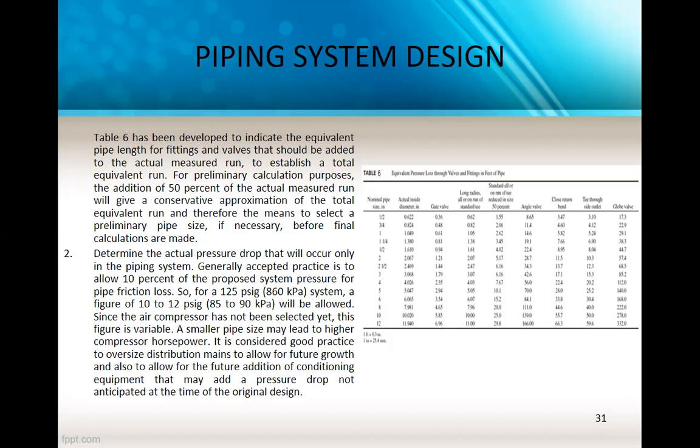So the generally accepted practice is to allow 10% of the proposed system pressure for pipe friction loss. So lahat yan. Diba? Kahit sa fuel, ano lahat. So that for a 125 PSI gauge, so 860 kilopascal, makita nyo that this is 8.6 bar. Okay? System, a figure of 10 to 12 PSI gauge, 85 to 90 kilopascal will be allowed as a pressure drop.